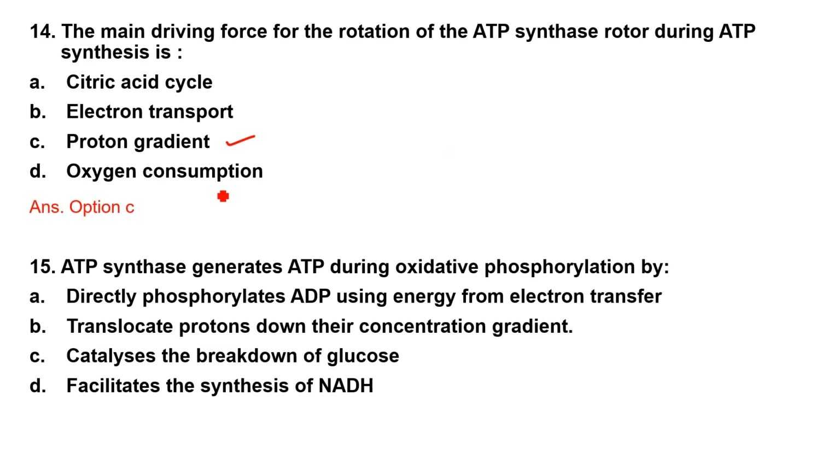Now tell me the answer of this question. ATP synthase generates ATP during oxidative phosphorylation by. Now read the statements very carefully. Okay, directly phosphorylates ATP. So you take a few minutes, one or two minutes, and then all of you tell me the answer to this question.